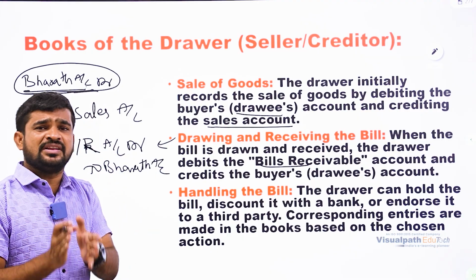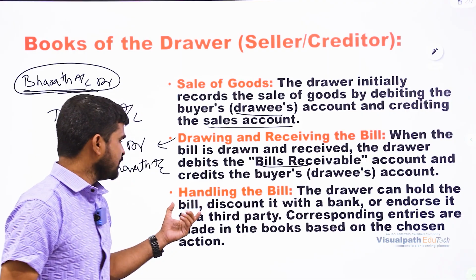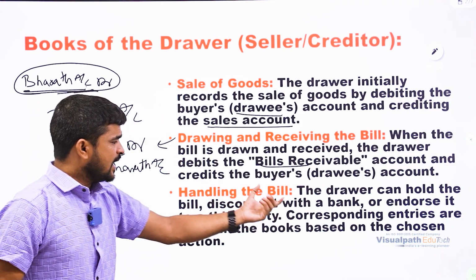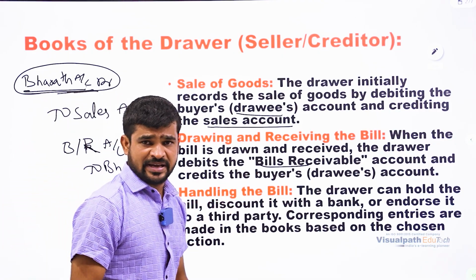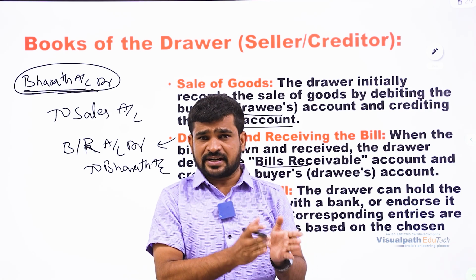However, when he holds the bill, that is called handling the bill. The drawer can hold the bill, or discount the bill at the bank, or endorse the bill to a party, and corresponding entries are made in the books of accounts. It means, as I told, he can utilize these bills in 4 ways.